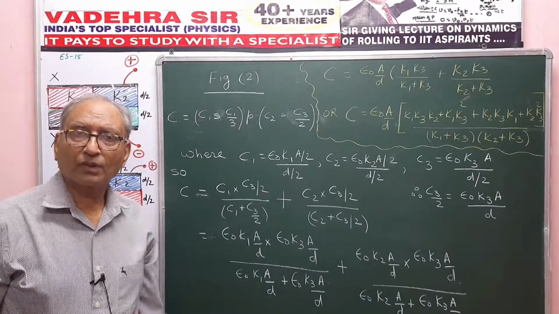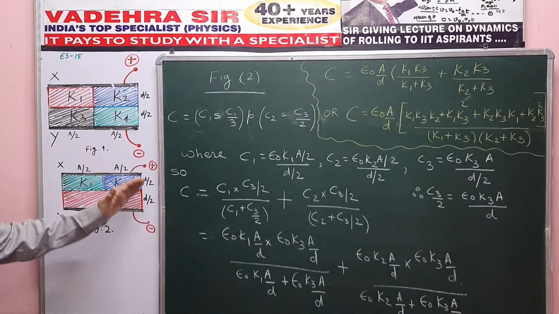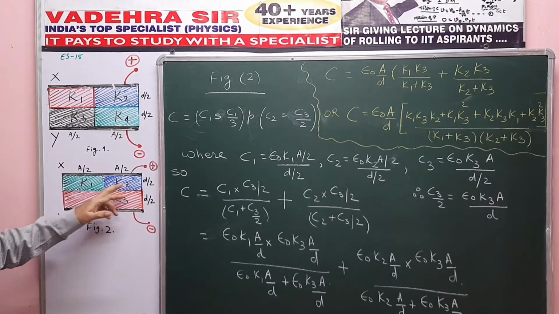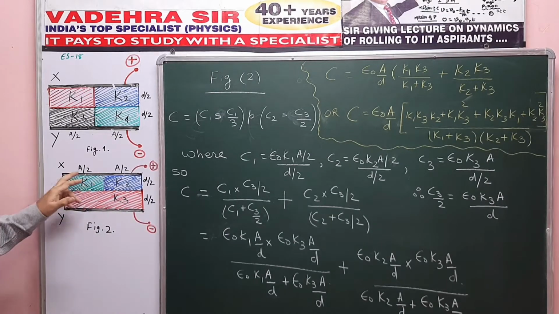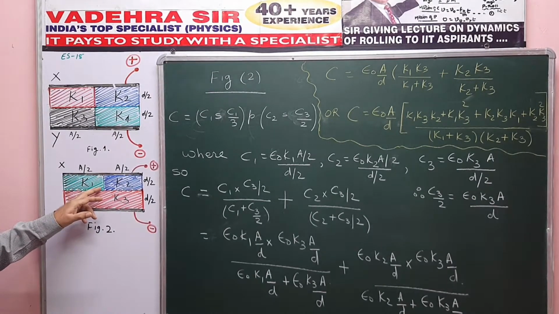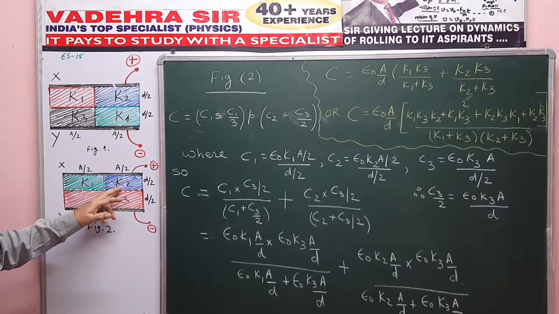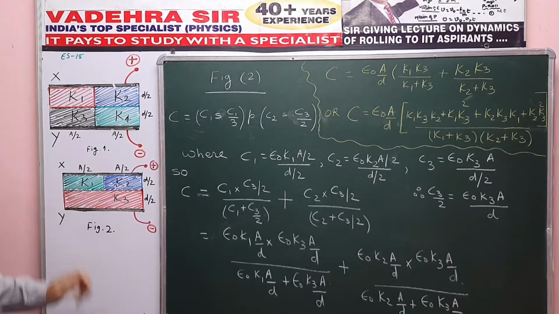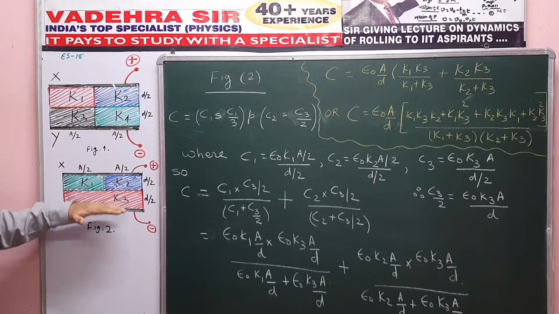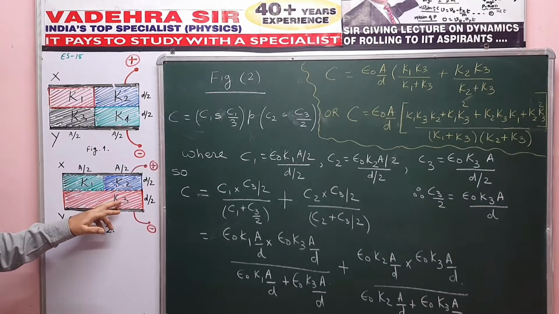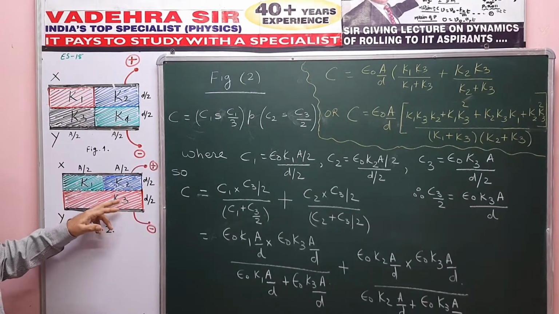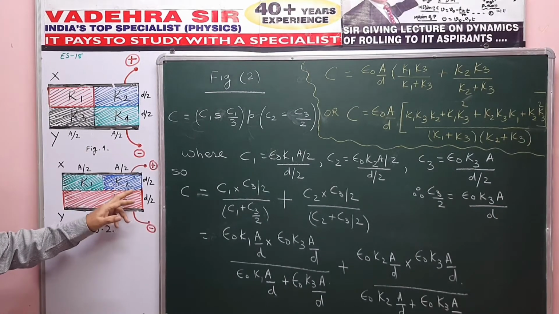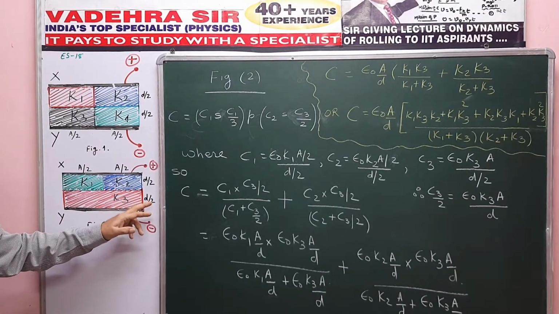Now figure 2. In this case, we have kappa 1 and kappa 2 each filling a quarter, A by 2, D by 2, A by 2, D by 2. So that is for the green and the blue, that is kappa 1 and kappa 2. And then the bottom part is filled with a dielectric of constant kappa 3. This total face area is A and the distance is D by 2.